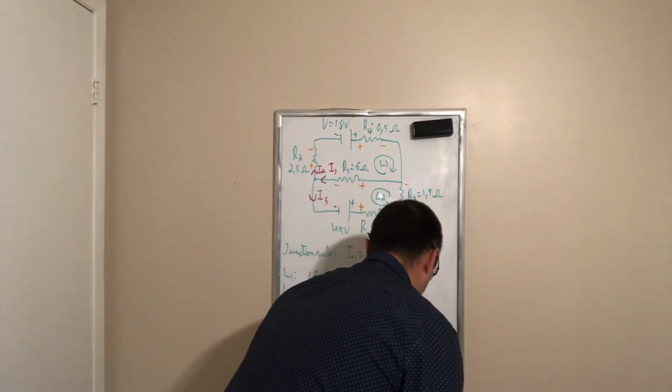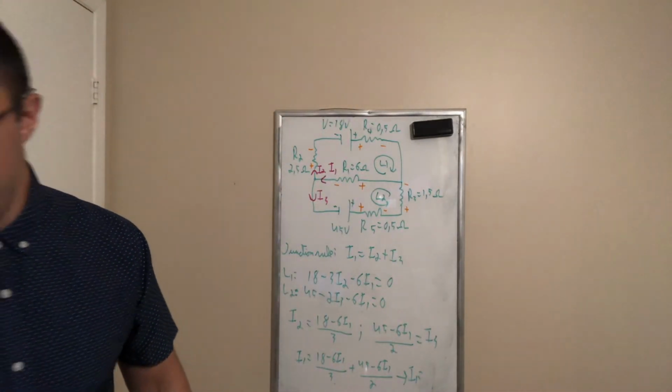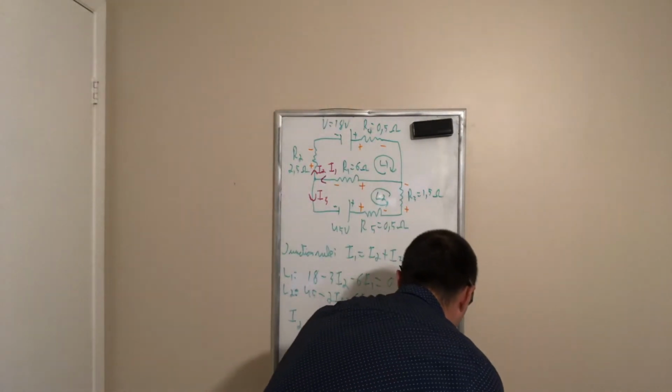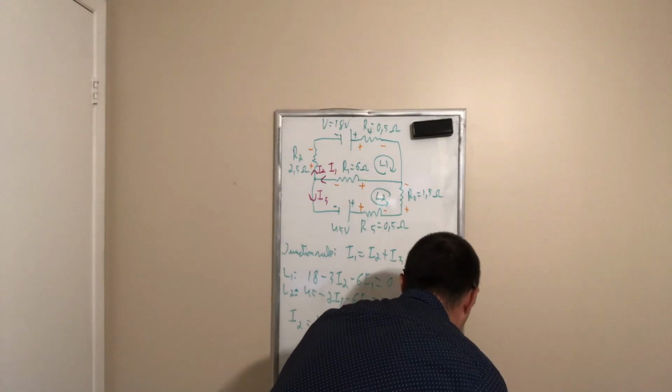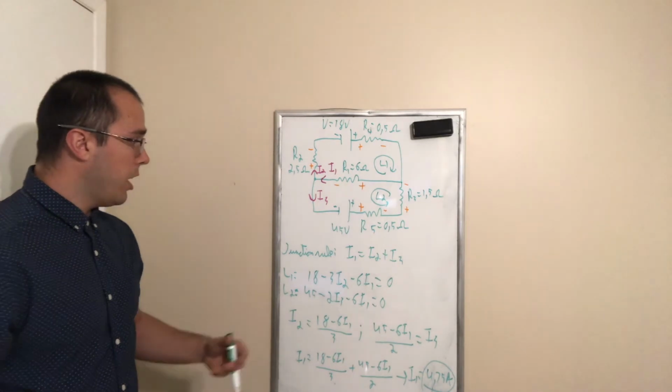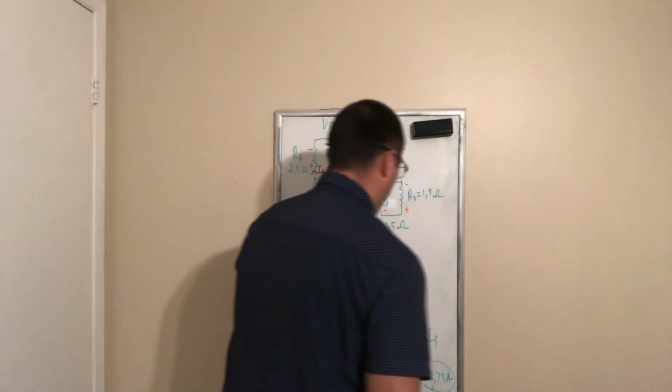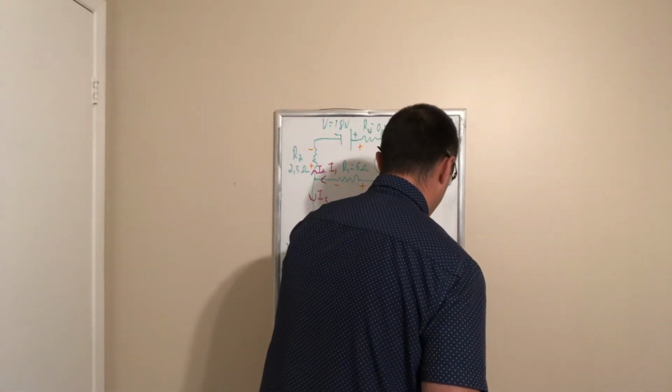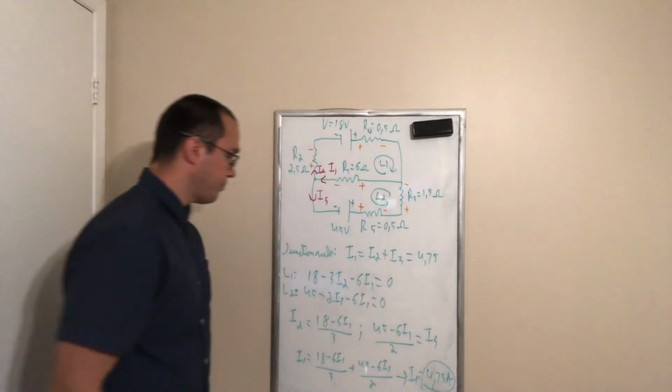I'm not gonna do this algebra. It will take some time. So let's jump straight to the answer. It is 4.75 amp. All right, now we got one of our values. We know that I1 is equal to 4.75.